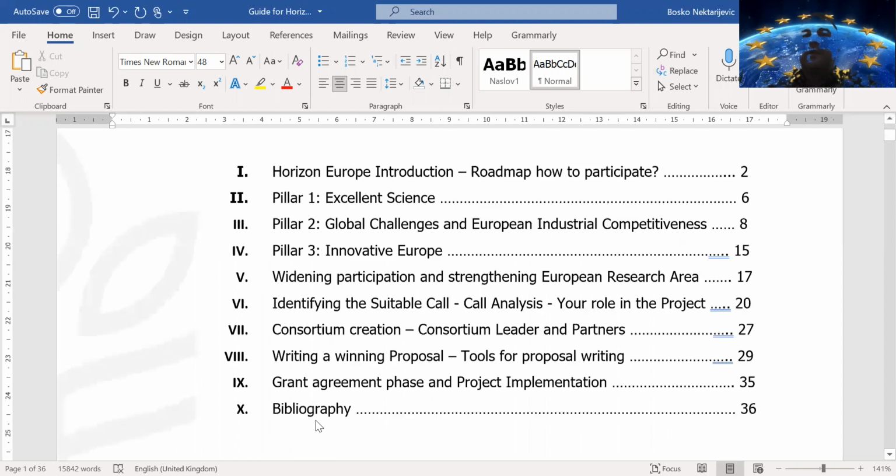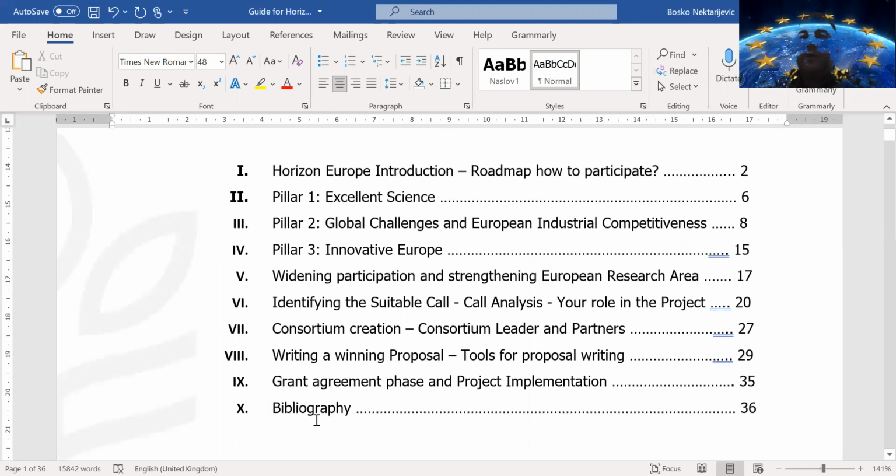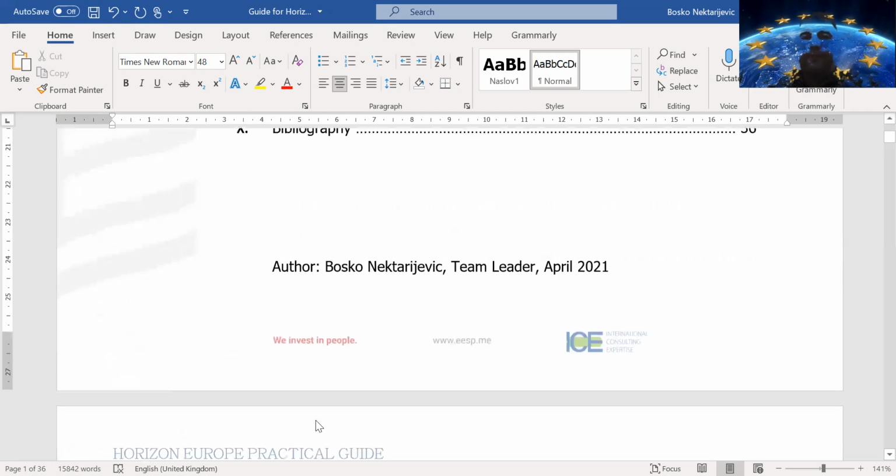Now, a few words about the guide itself. So the structure of this webinar will directly reflect the structure of the guide. Hence, later on, you will actually have a tool, like a practical guide for each step that may lead you towards successful participation in Horizon Europe.